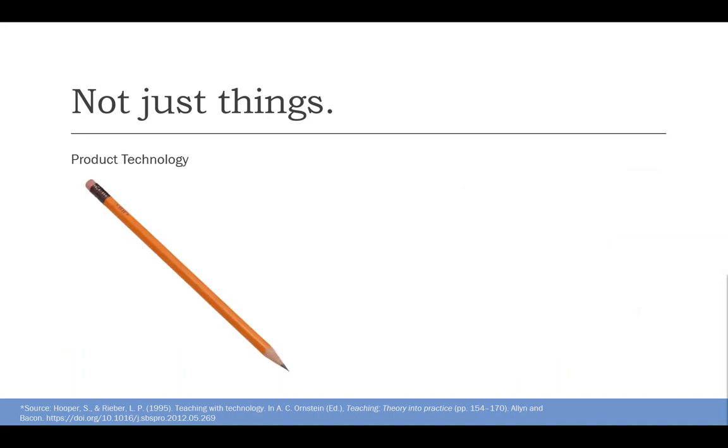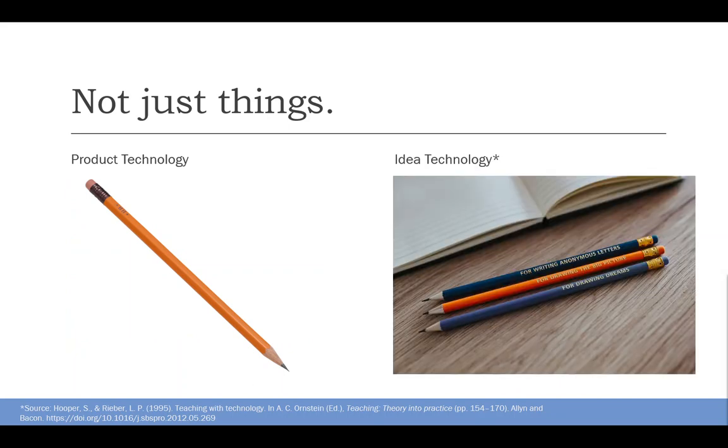Okay, so then we talked about a product technology of a pencil, but it can have ideas behind it, like these romanticized drawing dreams. And it can have multiple ideas. So it can also have ideas behind it, like when we use it for multiple choice tests and such.